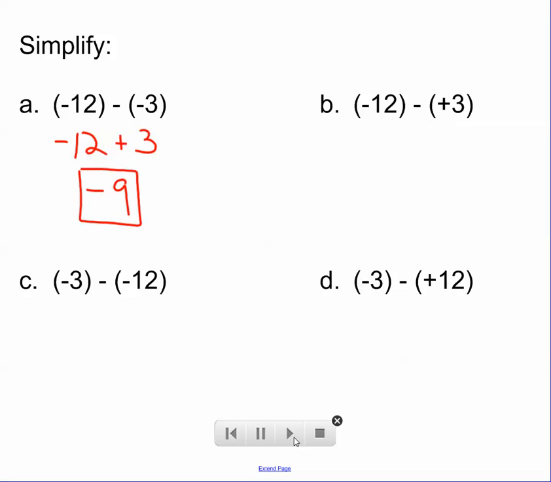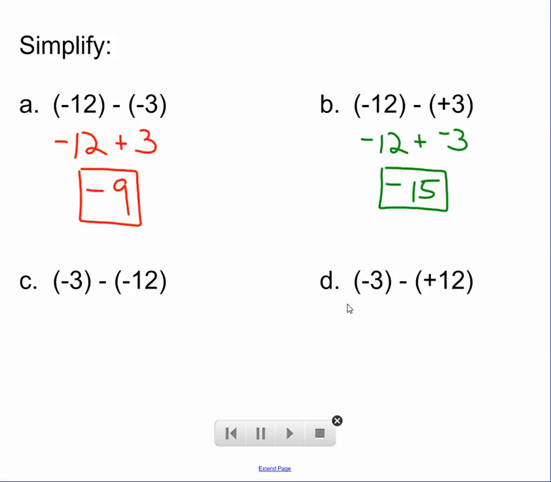Next one, -12 minus +3, we could look at this as -12 plus a -3 if we wanted to. They have the same sign, so we know the answer is going to be negative, and then we add their absolute values. 12 plus 3 is 15, so our answer is -15. -12 minus +3 is -15.